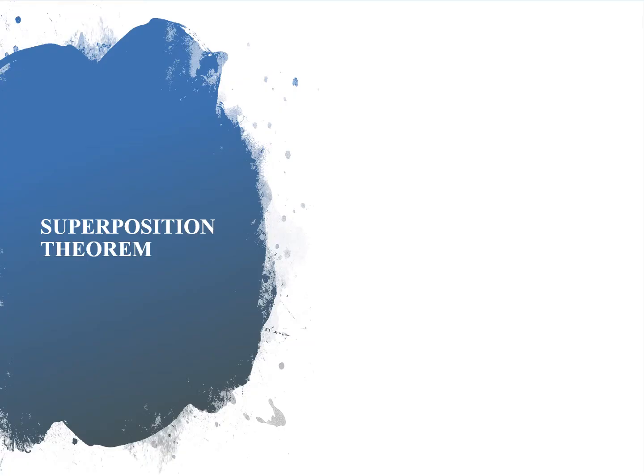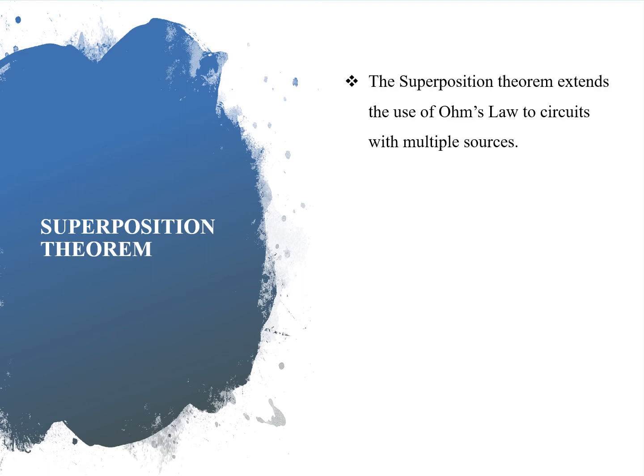In this video, we are going to learn a basic theorem called the superposition theorem. It is one of the most important theorems used in electrical and electronics network circuits. The superposition theorem is basically the extended use of Ohm's law to circuits with multiple sources. We know that Ohm's law is applicable to only a single source, whereas the superposition theorem can be applied to multiple sources.